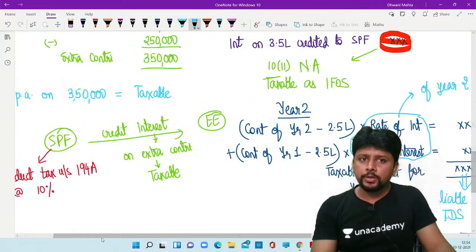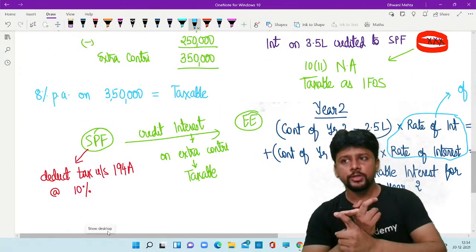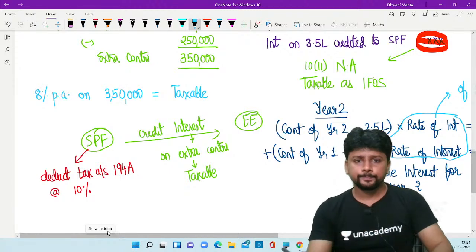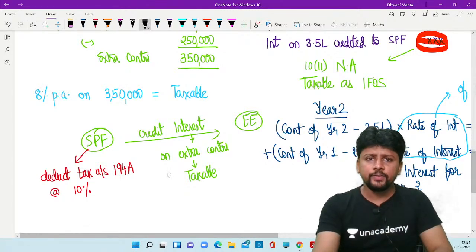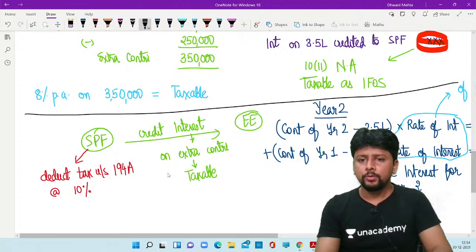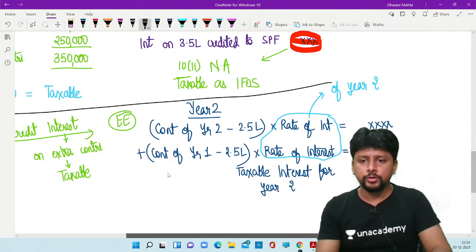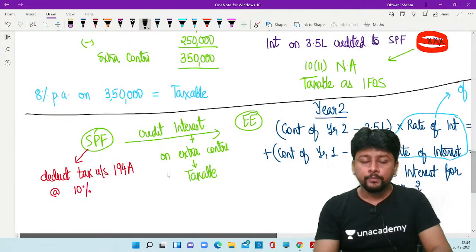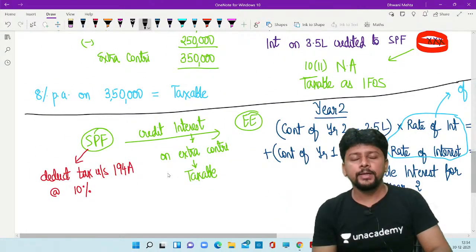Yes, the government should come out with, number one, the method of computation. Number two, the government should come out with an appropriate clarification about when it should be taxable. Should it be taxable every year? Should it be taxable only at the time of retirement?